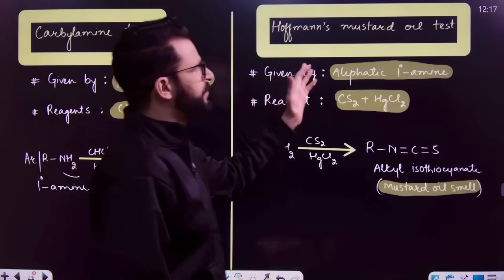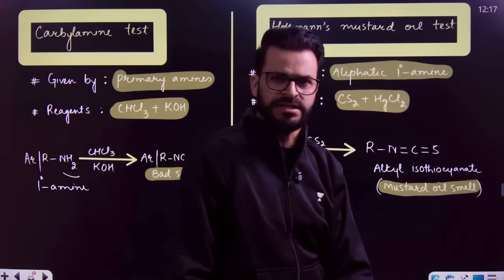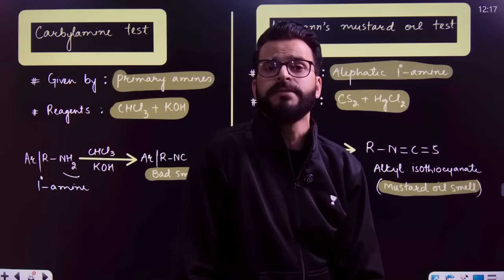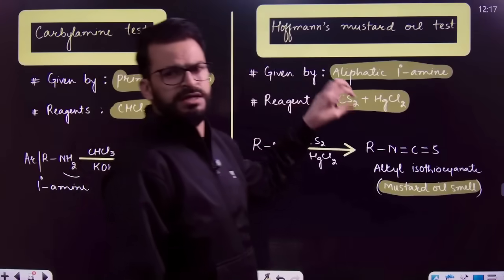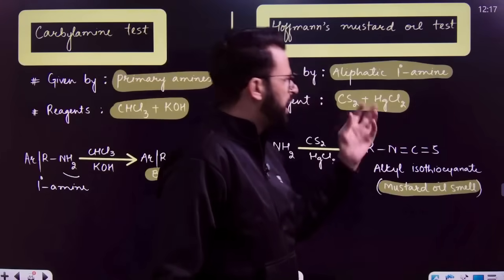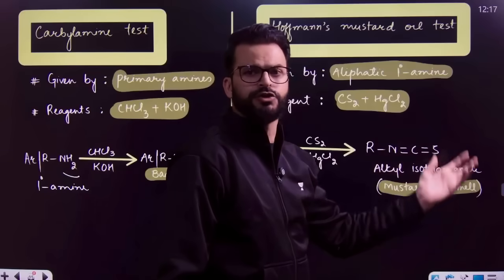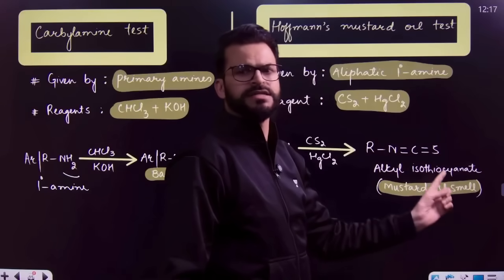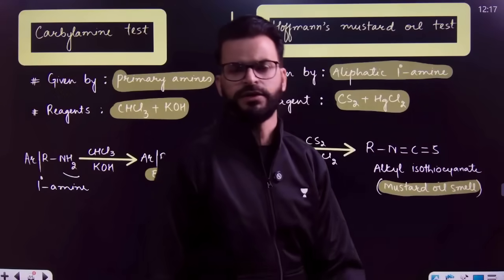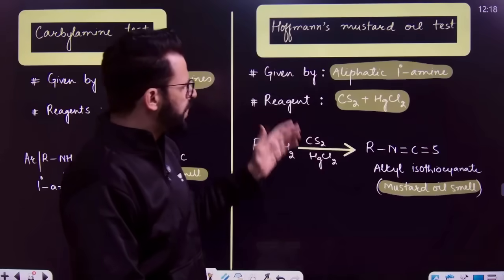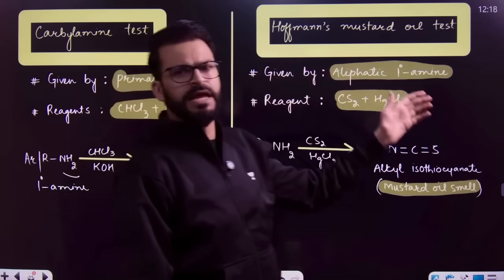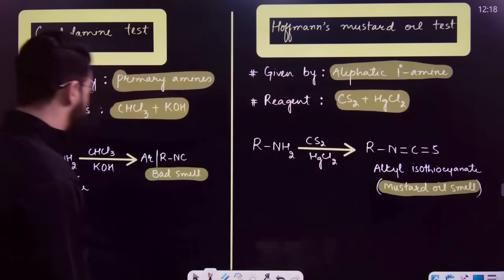After that, we will be having another test, that is the Hoffmann mustard oil test. This is shown by only primary aliphatic amines, not aromatic amines, and the reagents used are CS2 and HgCl2. With the help of this, you can form alkyl isothiocyanate having a mustard oil smell. That's why this is known as the Hoffmann mustard oil test. And with the help of this test, you can simply distinguish aliphatic primary amines from the rest of the amines or the rest of the compounds.